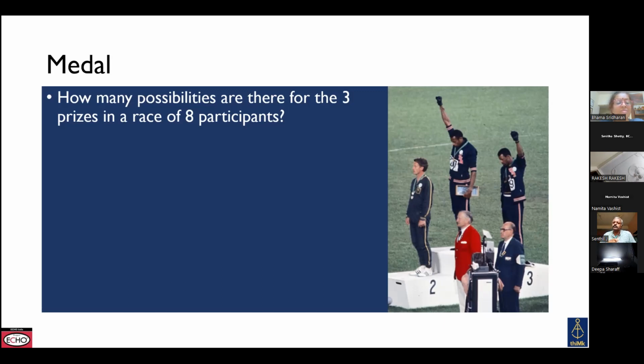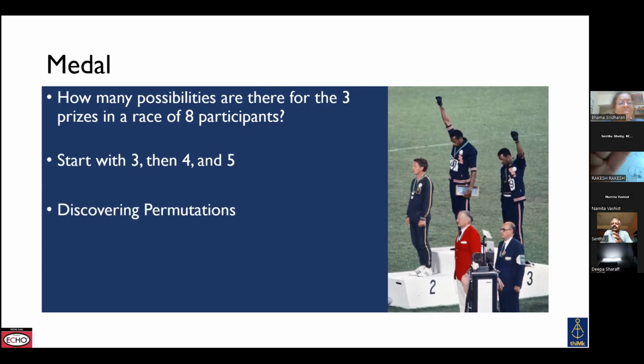How do we figure that out? Because earlier there were 4 chairs, 4 children. Now it is like 8 chairs and then 3 chairs, but 8 children, something like that. So how many different combinations do we see here? Here also you start with 3 and then move slowly to 4 and then slowly to 5 and start listing down all different options.